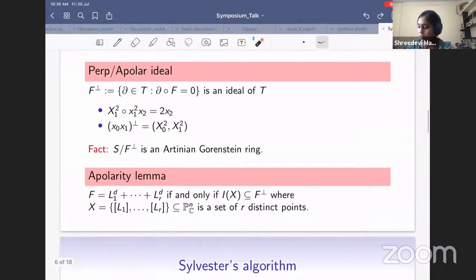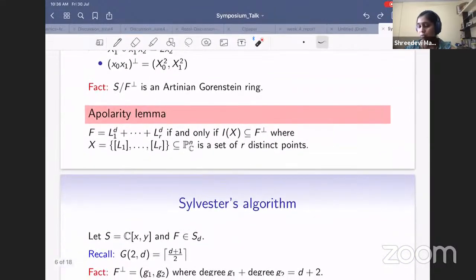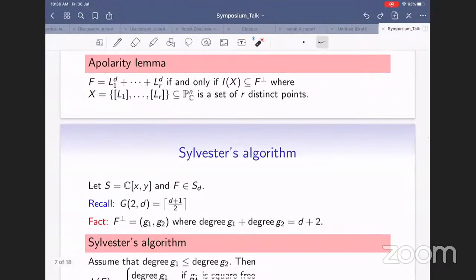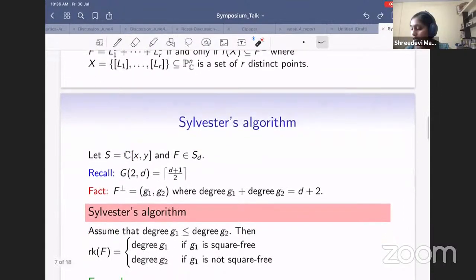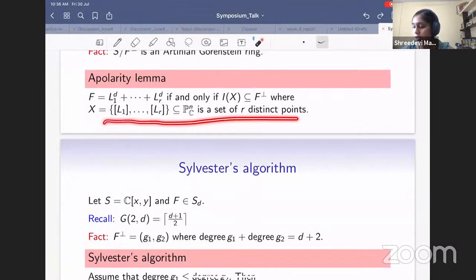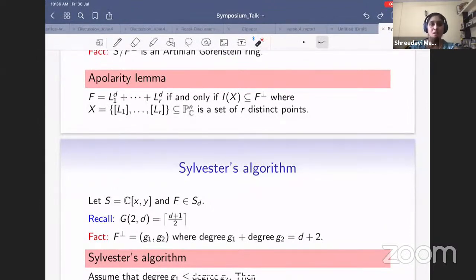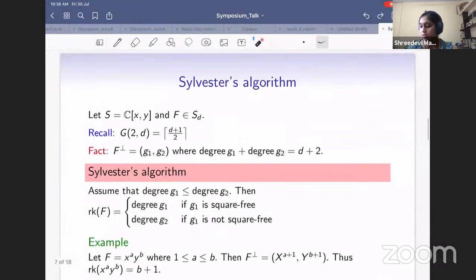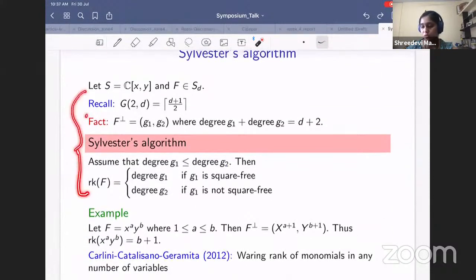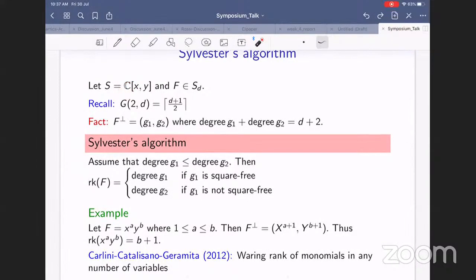So if I understand correctly, the question is why I use the field C. That still holds true for any algebraically closed field. So this apolarity lemma is true for an arbitrary algebraically closed field, and also I guess for any field, provided the characteristic of the field is large compared to the degree of the polynomial; this lemma is still true. But this algorithm is no longer true. I see. So this is true over C. Yeah, and I have another question.